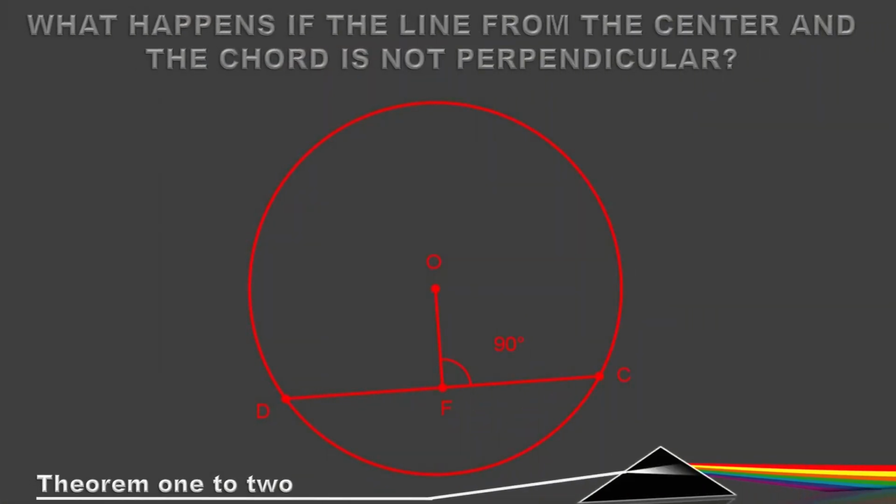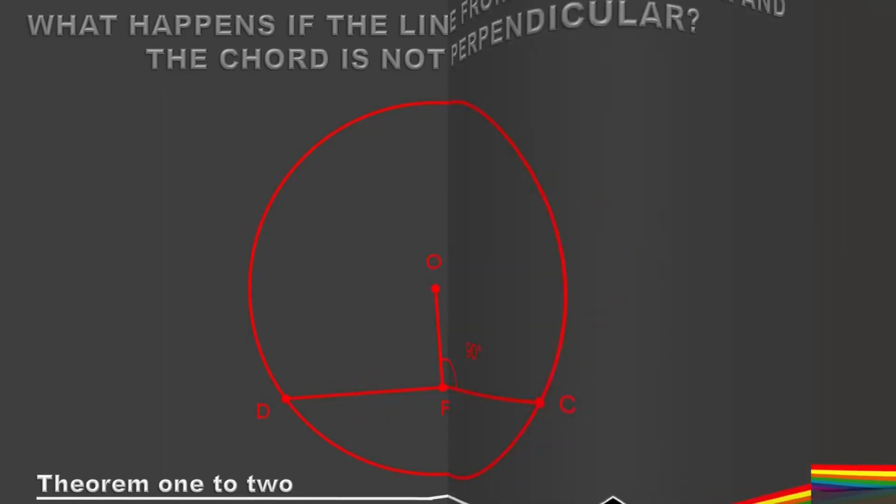Now the second thing I want to show you is what if it isn't 90 degrees. So if we take it and we move the chord so that it is no longer 90, you can clearly see that either DF will be greater than FC or FC will be greater than DF when we move that around and it's no longer perpendicular to each other.